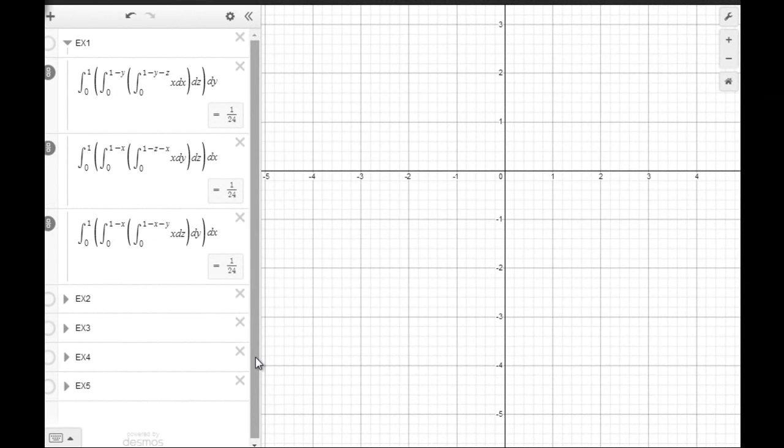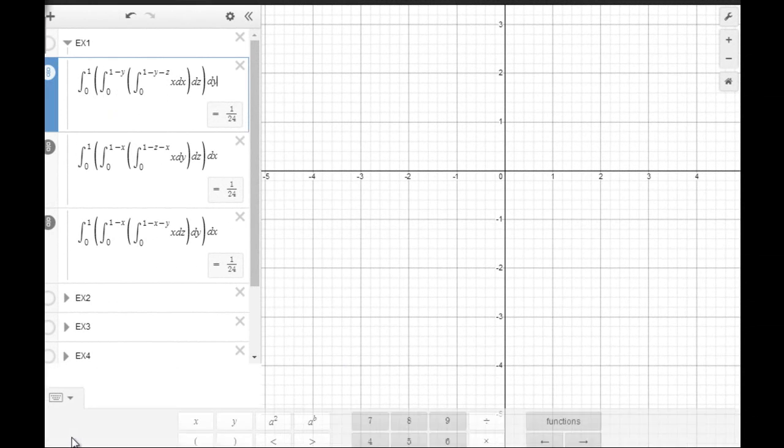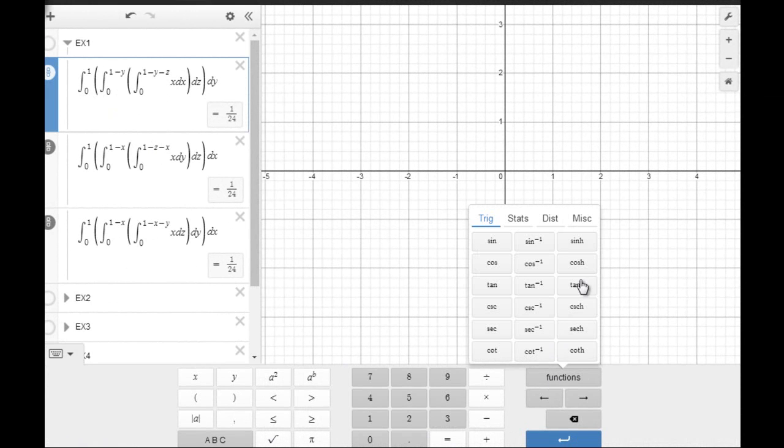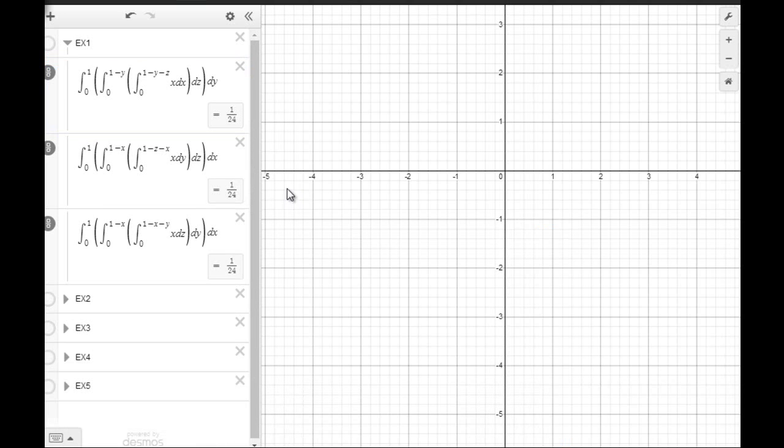Okay, this is the way to set up the triple integral in Desmos. For example, you go to the keyboard, you select functions, miscellaneous function, and you select integral. But you separate the integral using parentheses. Look. You type in this integral first, open parentheses. So the example we are doing in this way. You open this integral from 0 to 1, open parentheses. This is dx. Now this layer is dy, and this is dz.